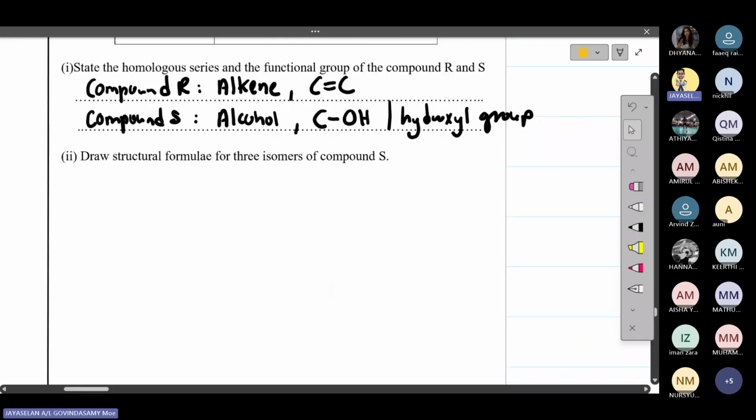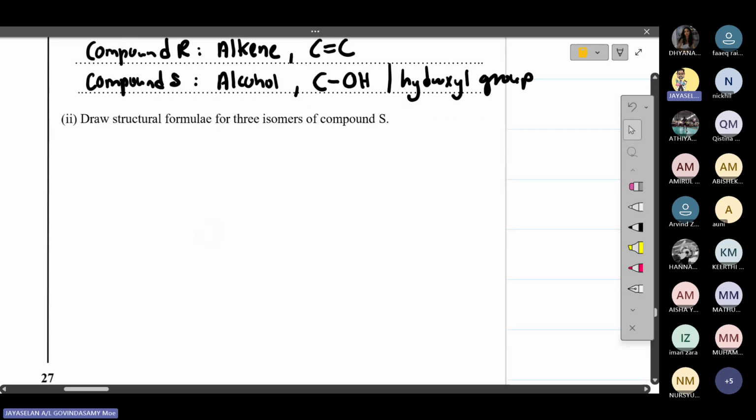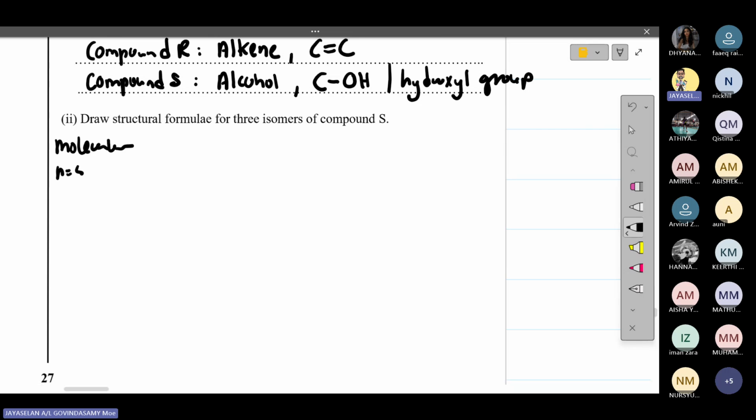Draw the structural formula of 3 isomers. They want 3 isomers of compound S. Where is compound S? Alcohol, so N is 5. What do you do here? You put the molecular formula first. What is the general formula of alcohol? CnH2n+1OH. Apply N equals 5: C5, H will be 10 plus 1, 11, OH. Any question? This is the molecular formula.